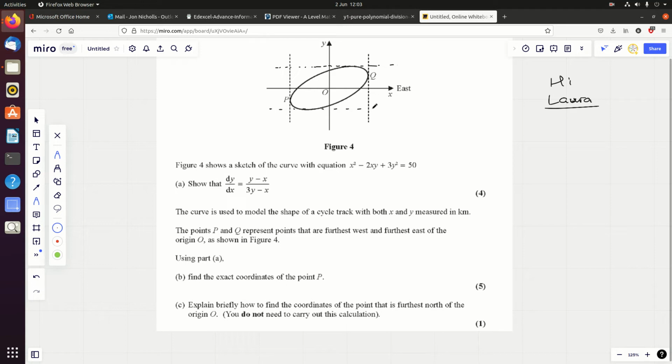Now, when we find turning points, we normally find where dy by dx is 0, because there the gradient will be flat. But if, like we've got on this question, we've got to find where the gradient is infinitely steep, well, you've got to think, how do I get infinite steepness out of this equation here? Well, you get infinity, loosely speaking, when you divide by 0.